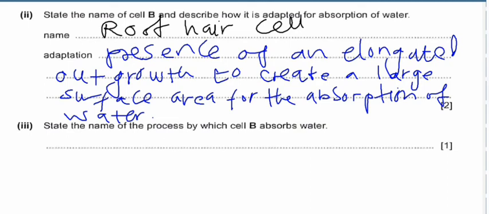State the name of the process by which cell B absorbs water. So the answer here is just going to be osmosis. That was the last one.